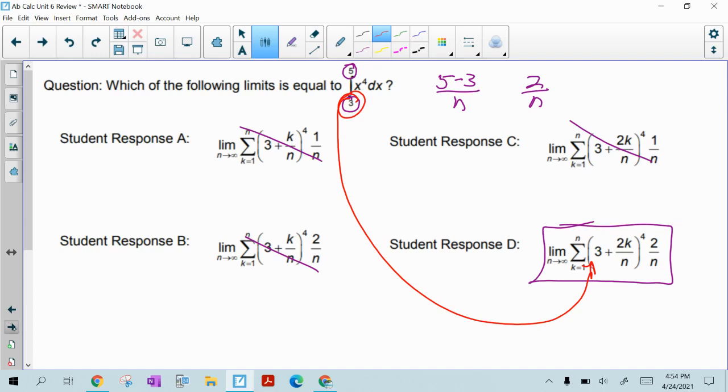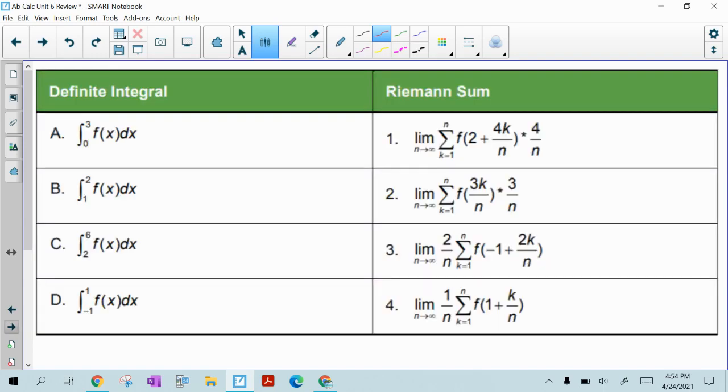Please take a look at this one, and again, pause this if you need to. This is going to be a multiple choice. Figure out which one is going to apply to what one. Once again, please feel free to pause this, because I'm going to keep moving onwards.